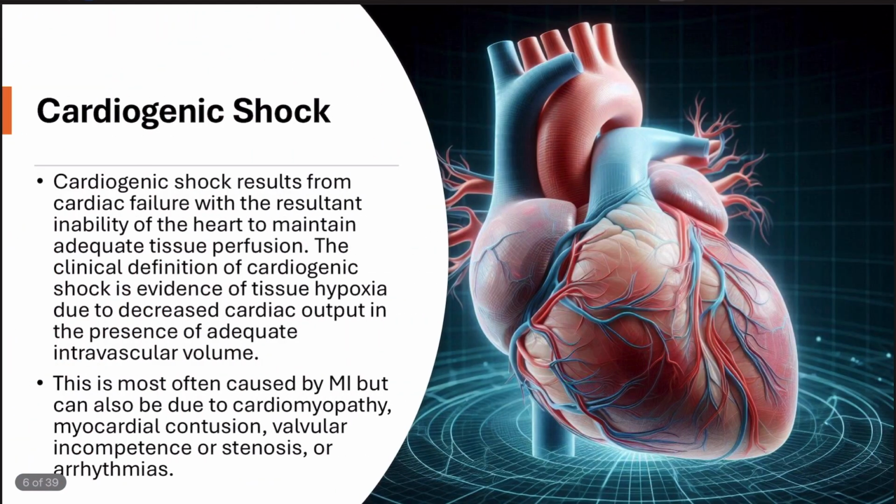Now moving on to the next type, that is cardiogenic shock. Cardiogenic shock results from cardiac failure, that is the inability of the heart to maintain adequate tissue perfusion. So that is what we call cardiogenic shock. It can be due to several reasons. It can be due to myocardial infarction.